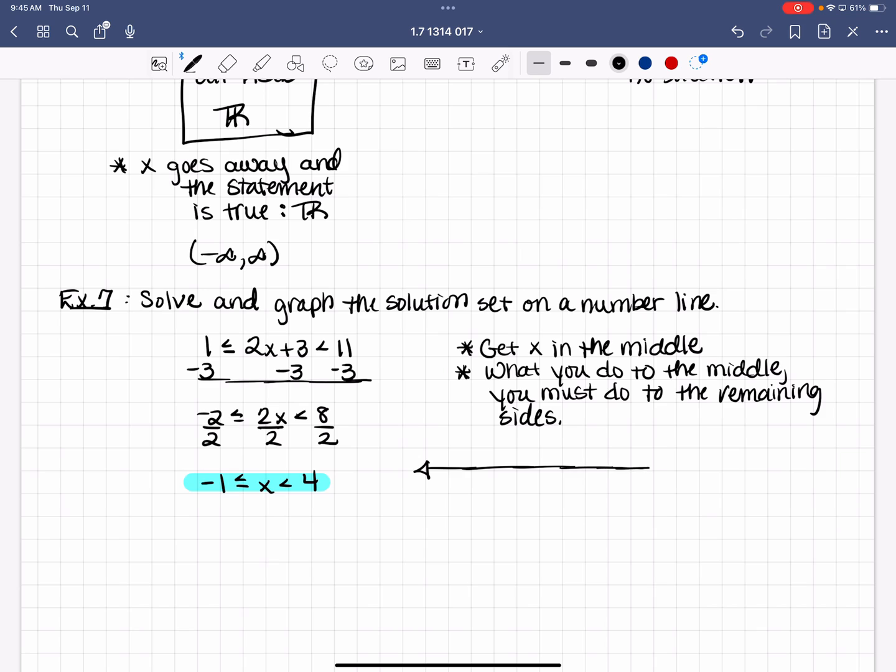And then they want you to graph it. Okay, so here, we'll make this 0. Here's negative 1, and then I have 1, 2, 3, 4. Bracket or parentheses on the negative 1? Bracket. Good. And a bracket or parentheses on the 4? Parentheses. Good. And then where do I shade? In the middle. Guys, if it is a compound inequality like that, those numbers on the end set your boundaries. You're shading in the middle. Okay? Not bad on 7.